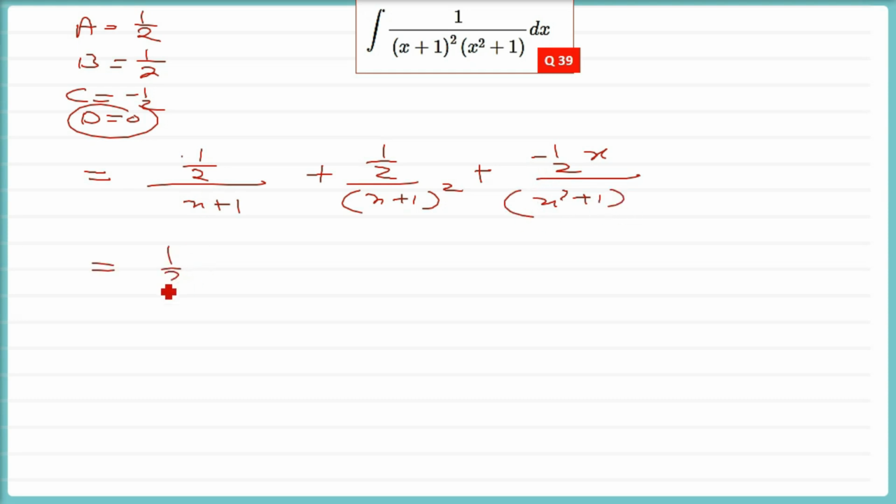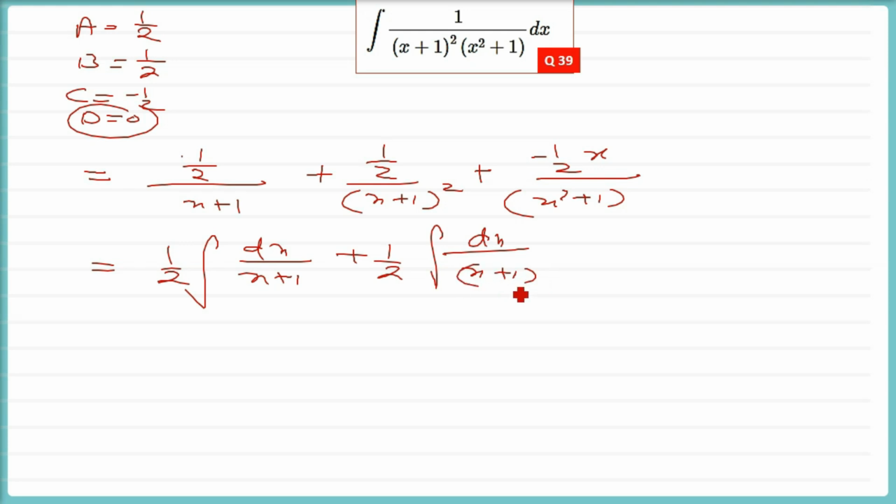Now let's integrate. Half you can take outside. Integration of dx divided by x plus 1. Here also half integration of dx divided by x plus 1 whole square.